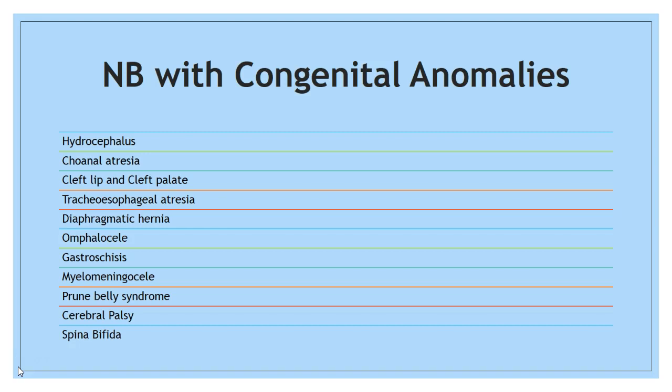There are lots of congenital anomalies, and I've listed some of the main ones here for you. All of these are included in your ATI book, and I would like for you to look over those and just have a general understanding of what these different congenital anomalies are. I would like to highlight cleft lip and cleft palate, diaphragmatic hernia, and gastroschisis. We'll talk about cerebral palsy when we talk about growth and development.